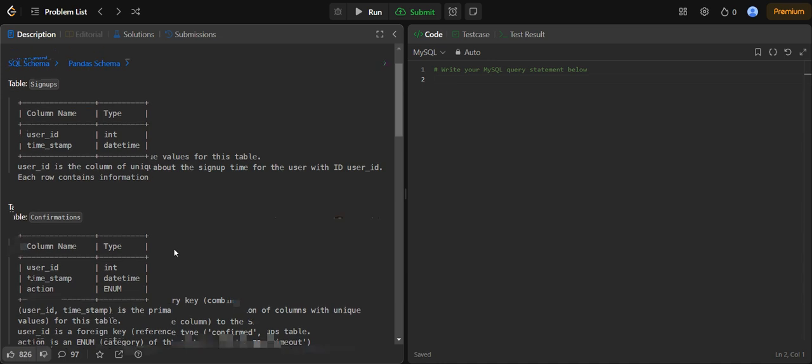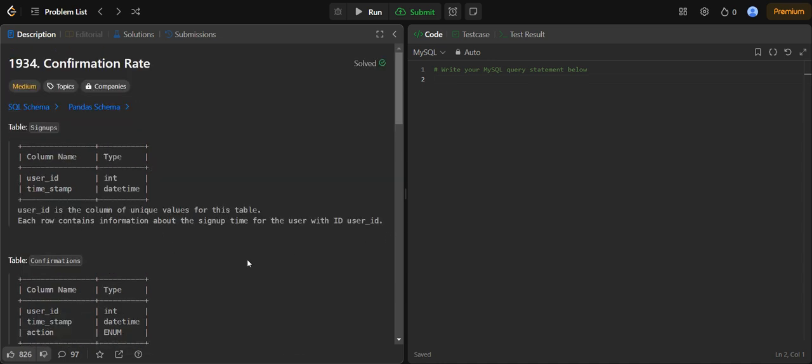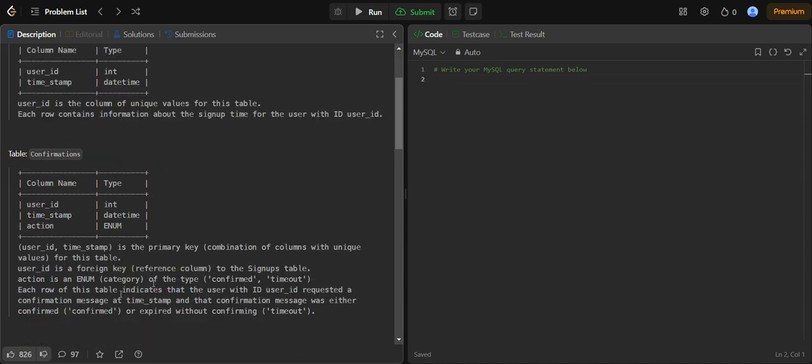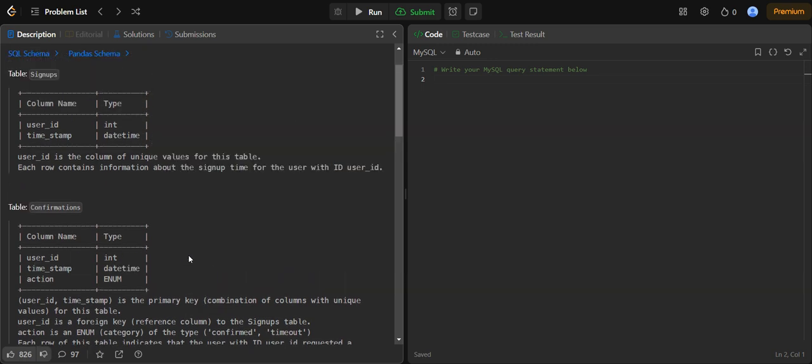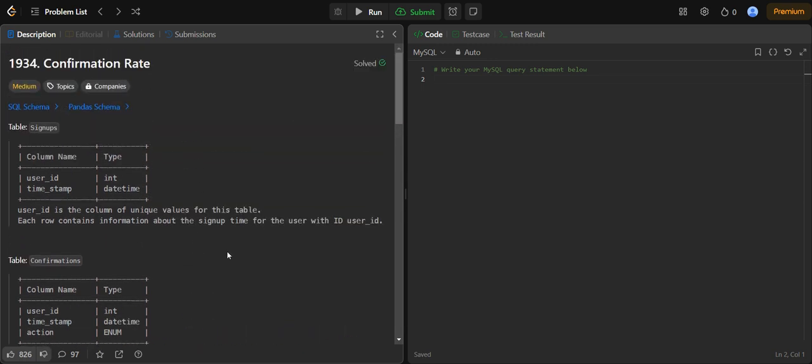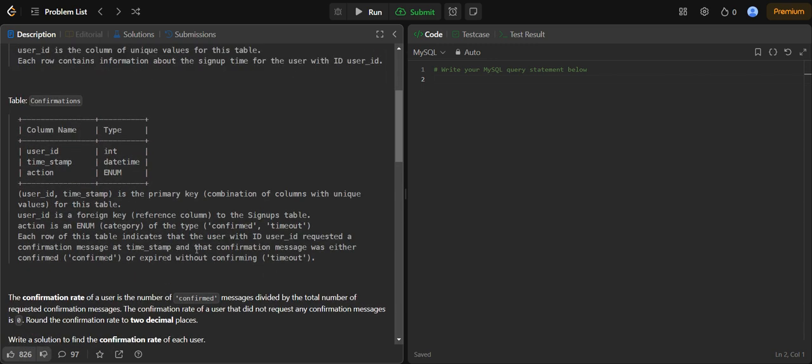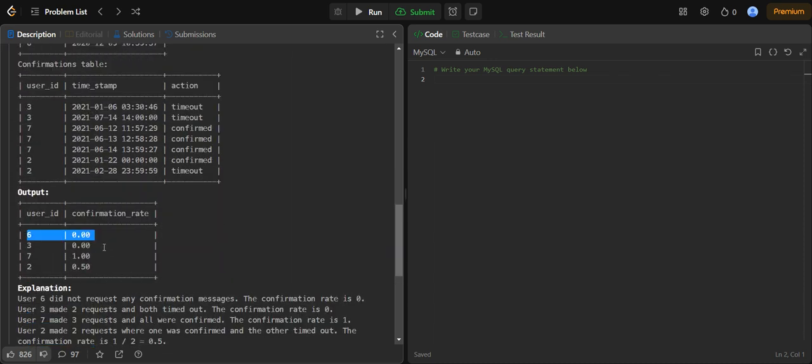Now, how do you solve this problem? Although this problem might seem like there is not a clear indication of how to solve it, what is the process of solving this problem? We know that when we want the output, we have to group by the user ID column. We know this part, but how to find the confirmation rate?